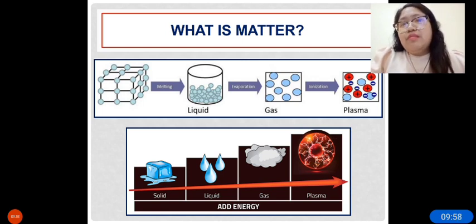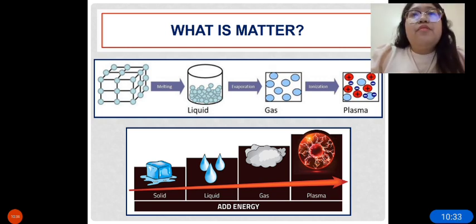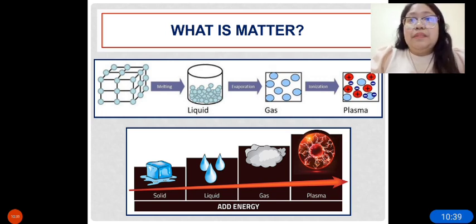Okay, now I want you to look at this image. So, when you leave a glass of water in the freezer, it turns into ice. Or how when you boil that water, it turns into steam. These are examples of matter changing from one state to another. And this happens because of energy. Now, let's discuss this one by one: melting, evaporation, and ionization. How do these things happen?